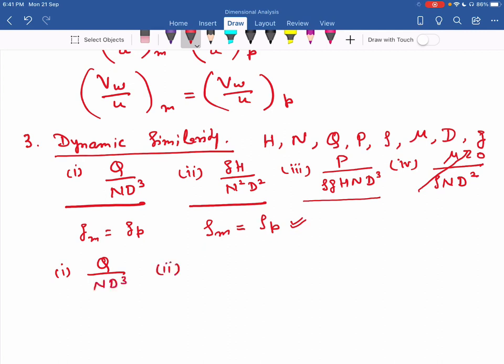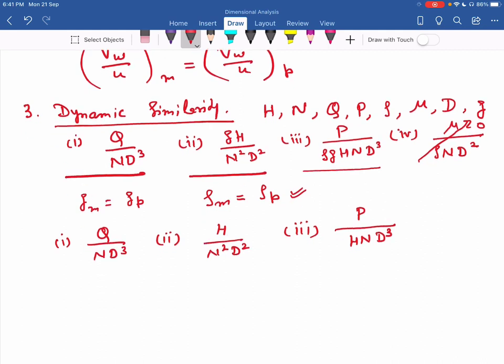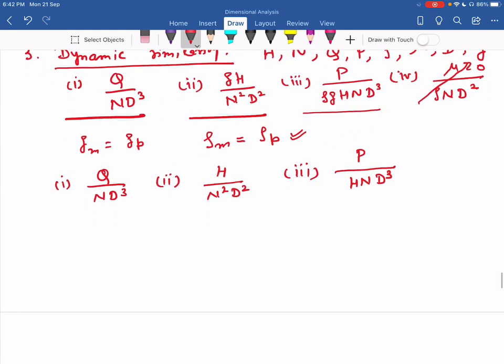Now term 2 becomes, so G is not there now, H upon N square D square. And the third term is P upon, now rho G is not there now, H N D cube. Now you can see here, the term 2 and term 3 are no longer the dimensionless terms now. But we can use them in case of turbines in particular situation. Now further, we use some alterations now.